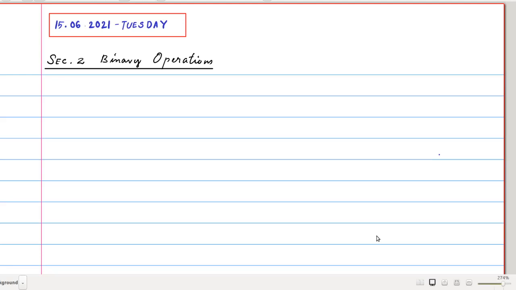Hi all, today we start discussing our syllabus, section 2, binary operation. This is the first session. We start with the definition, this is definition 2.1. This is the definition of a binary operation.